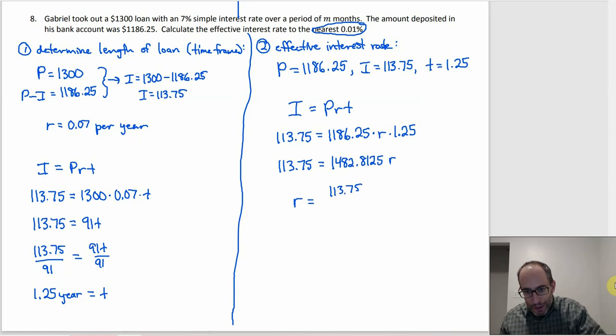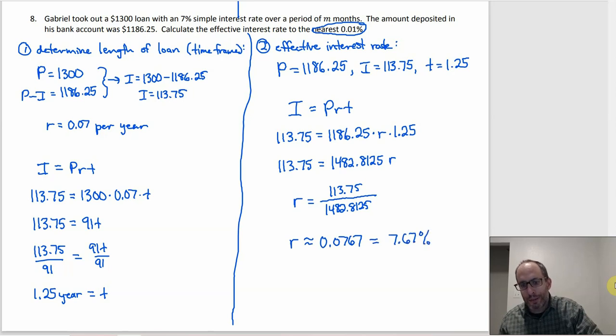So then that means that R would end up being 113.75 divided by that number. So divided by 1482.8125. So then R is roughly 0.0767, or converted into percent form, 7.67%. And yeah, it's what we thought, right? It's 7 point something percent. Since the simple interest rate was 7, you think, all right, well then the effective interest rate ought to be a little bit higher. It ought to be 7 point something. That's exactly what we ended up with.